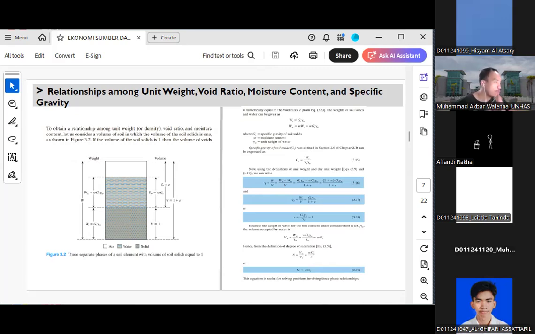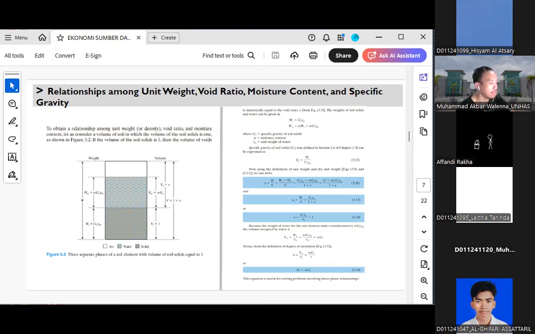Okay, on the weight side, the weight of solids is specific gravity multiplied by gamma w, or the unit weight of water. Okay, and when it comes to specific gravity, I think we have just covered that in the previous week. So for the weight of solids, it is the specific gravity of the soil and the unit weight of water.